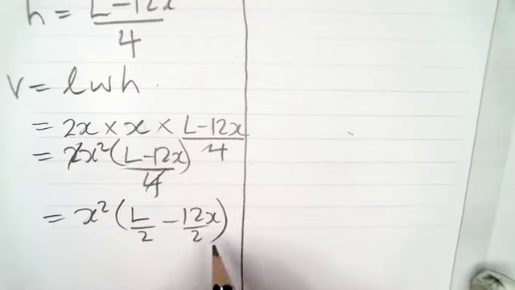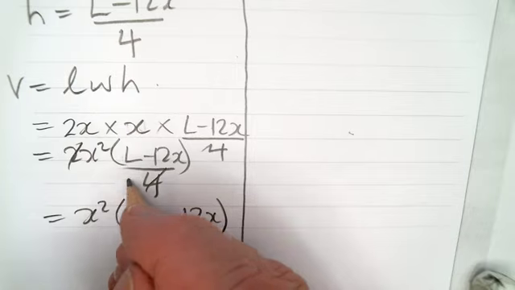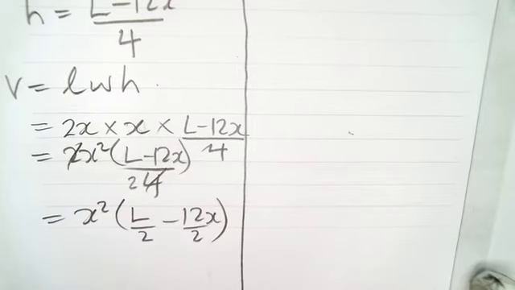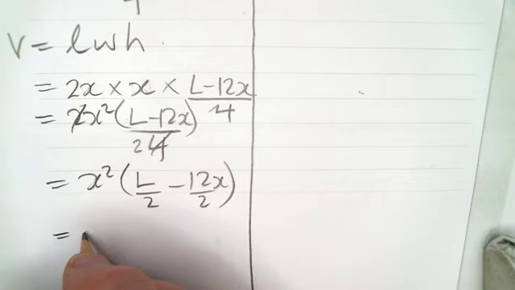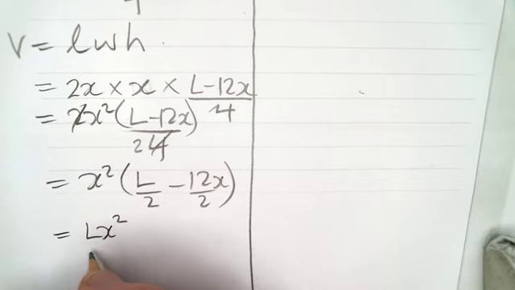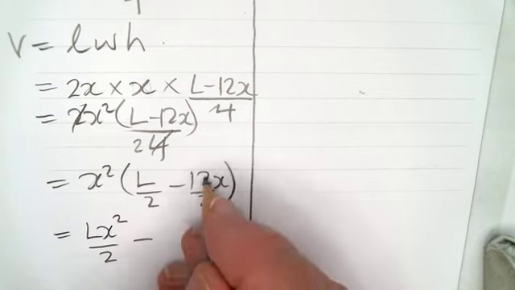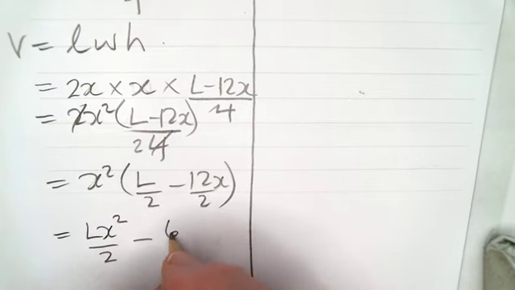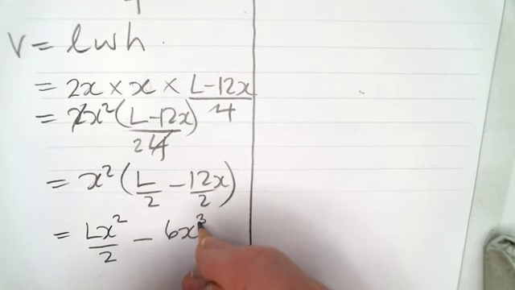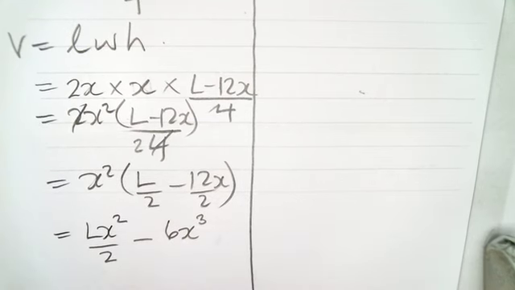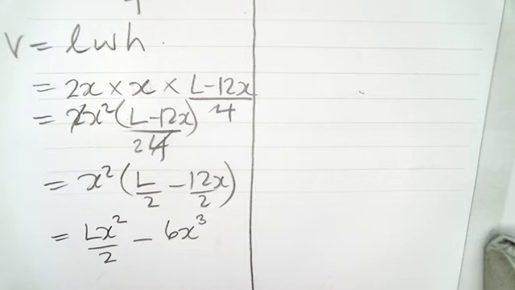I think that's probably a better way of doing it, because this is now 2, you see, because I've just divided that by 2. Okay, let's expand that out. So I've got Lx squared on 2 minus, this is going to be 6x, and x times x squared is going to be x cubed. And that's my new expression: Lx squared on 2 minus 6x cubed. So that's all well and good. That's fine. I like that.